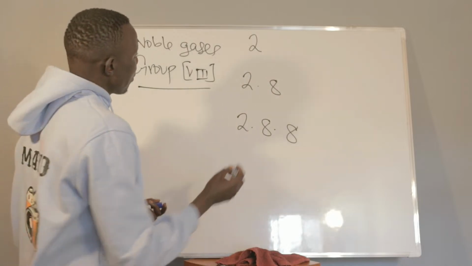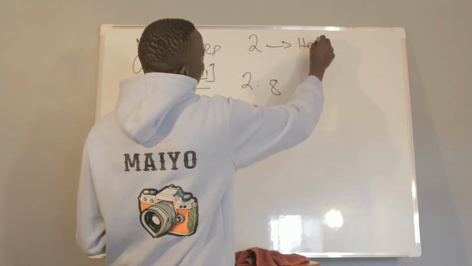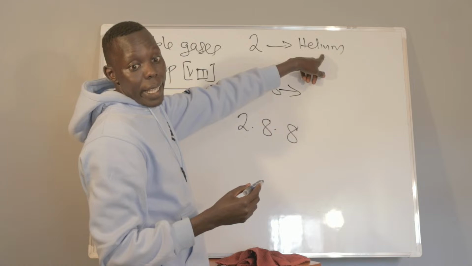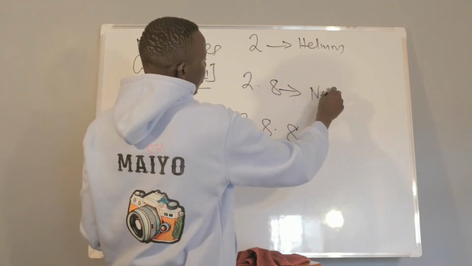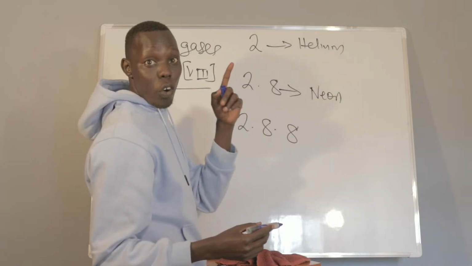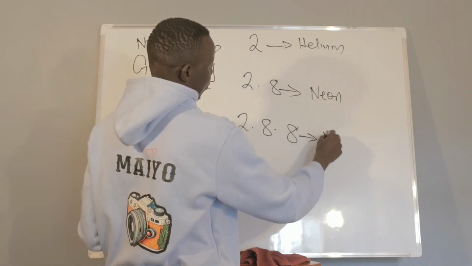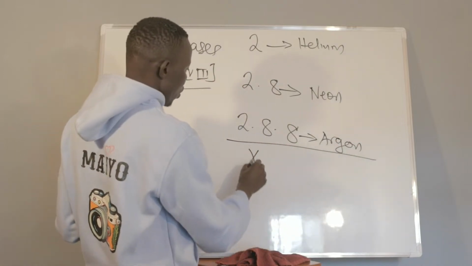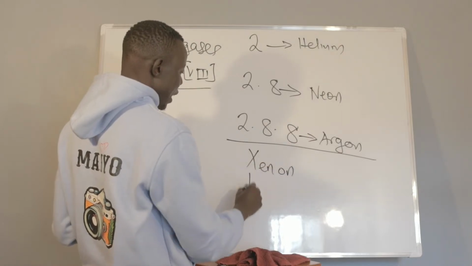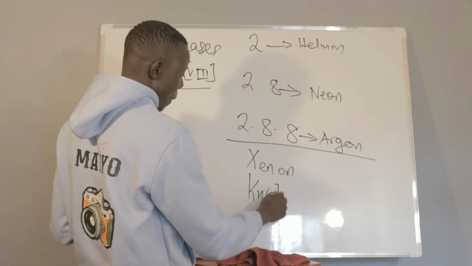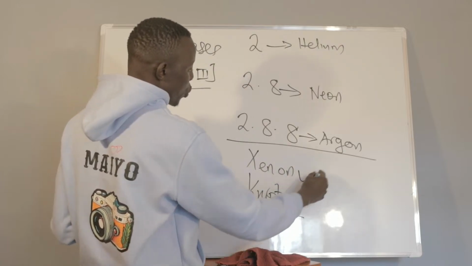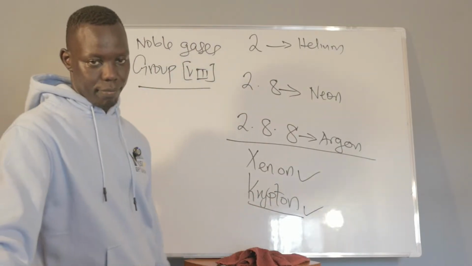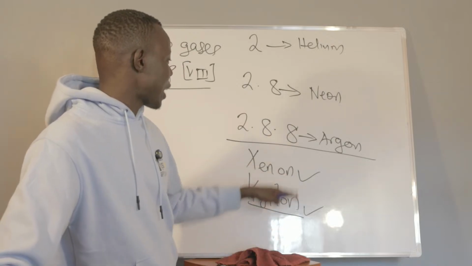These ones include helium. These ones are the ones used in bulbs. Helium, neon, then we have argon, and now beyond here huku chini tuko na zingine zinaitwa xenon and krypton. But for you guys, stick to those three for now. These are the other members.